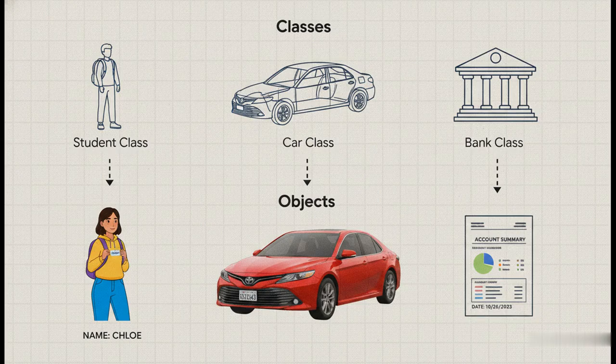Let's ground this blueprint analogy with a few real-world examples. If student is the class, meaning the blueprint defining what information a student should have, then John or Sarah are the actual objects. If car is the class, then a red Toyota Camry is the object. The exact same thing goes for an employee profile or a bank account. The class sets up the structure, but the object holds the actual, specific data.